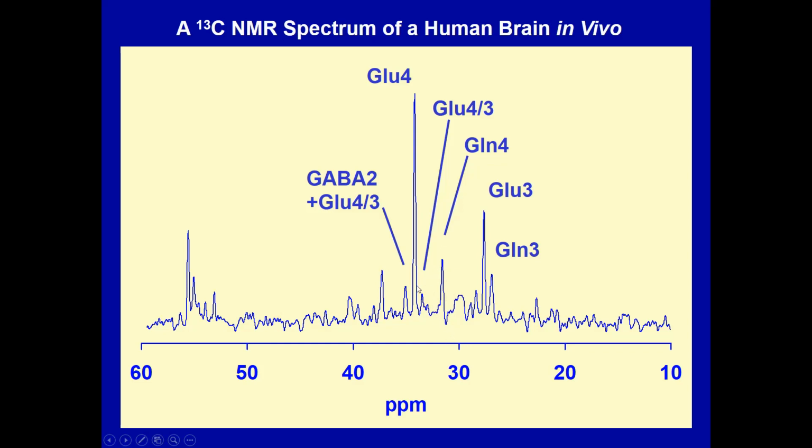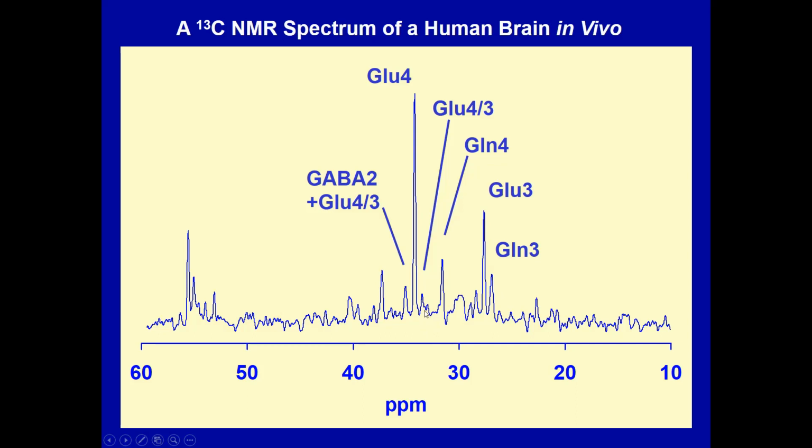See, the frequency separation between these two is distinct. It's very easy to see them separately. And now glutamate carbon-3, that's the next carbon down the chain. They are still affected by the difference in the molecules, but it's not so strong.